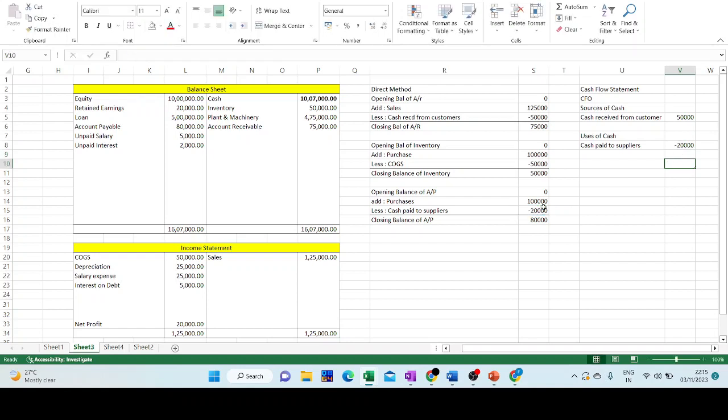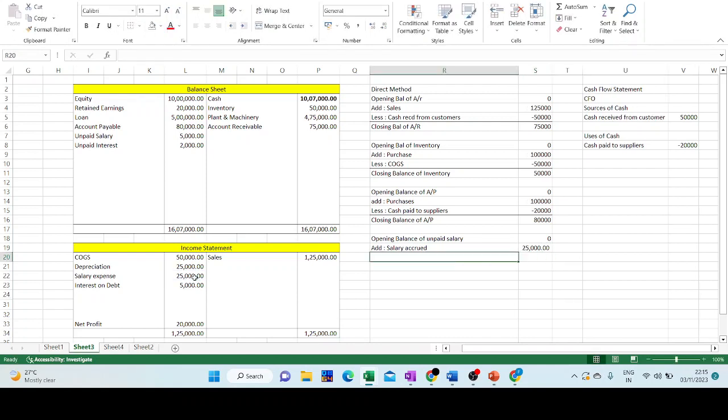Okay, now guys, next thing we need to calculate is the salary paid in cash, right? We need to calculate the salary paid in cash. So we first write down opening balance of unpaid salary. Since we've just started business, opening balance would be 0. Then salary due for the year. This we find in the P&L. Salary accrued for the year, which is 25,000, less salary paid in cash. This is something that we need to calculate.